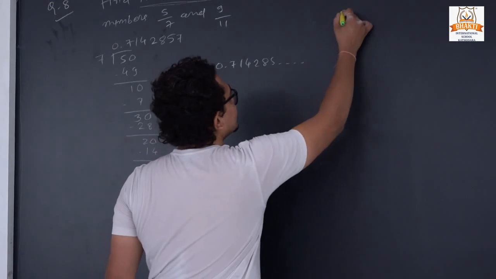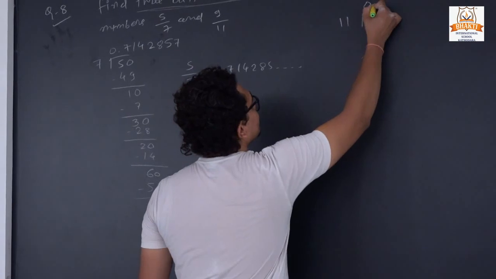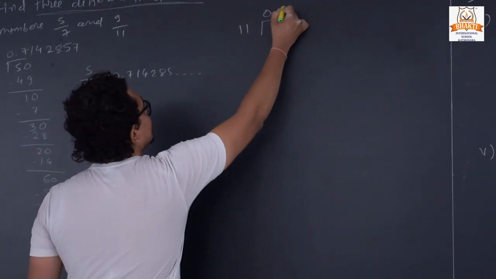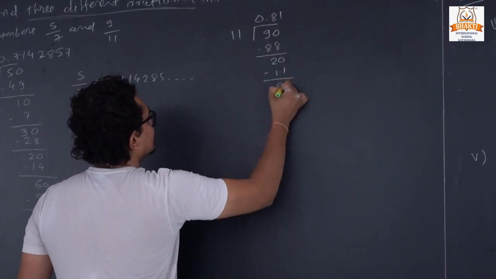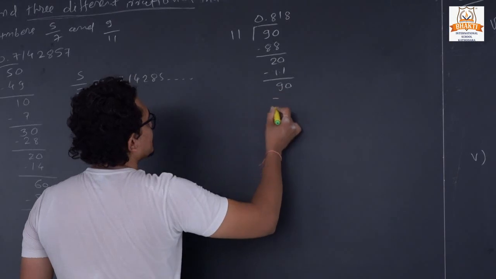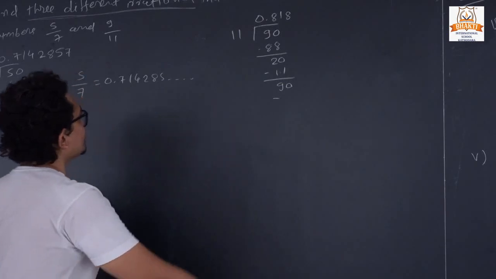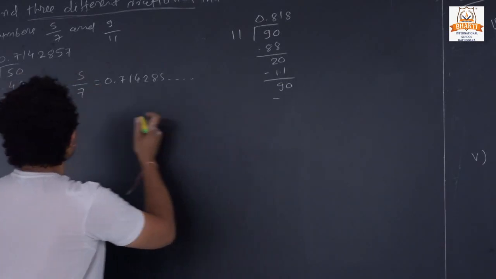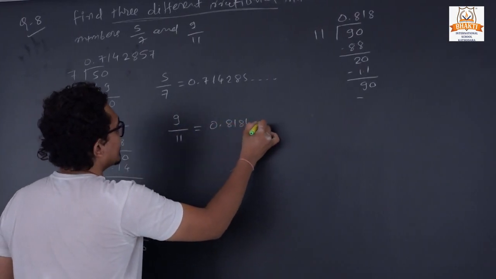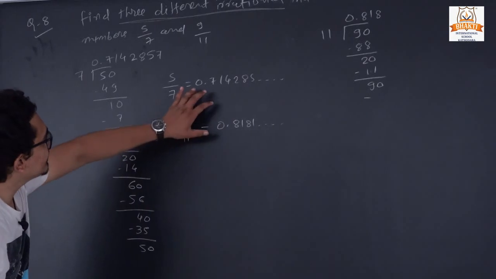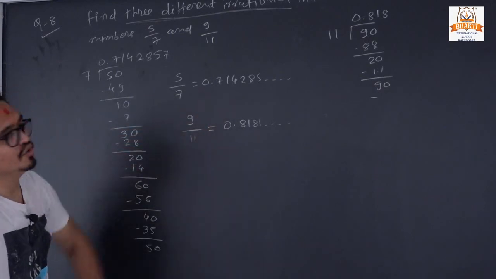Similarly, we can also find the division of 9 upon 11. So here we will first of all put 0. 11 8s are 88. So 2. Once again 11 1s are 11. Once again 8, so once again we can get 90. So it means what? 81, 81, these digits are repeated. So we can write 9 upon 11 is equal to 0.8181, like that. So we need to find the irrational number between these two numbers.